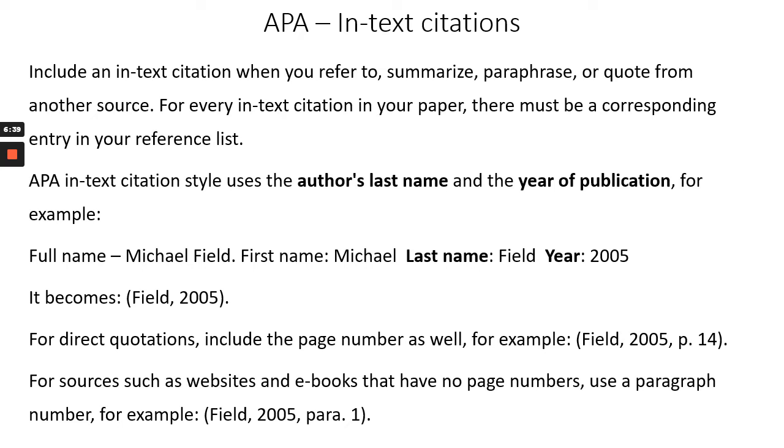For example, you have the full name Michael Field, first name Michael, last name Field, and you have the year of publication as 2005, so it becomes, in parentheses, Field, 2005. For direct quotations, include the page number as well. For example, Field, 2005, page 14. For sources such as websites and ebooks that have no page numbers, use a paragraph number. For example, Field, 2005, paragraph 1.